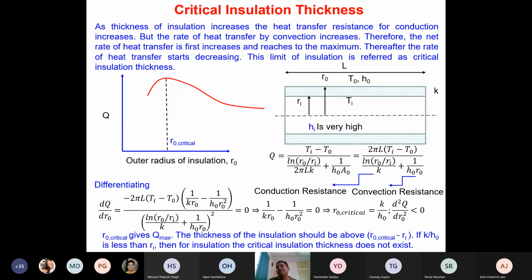But it is not necessary that you will get this maxima always. In some cases you will see that the critical insulation thickness does not exist. If you calculate K by H naught, and K by H naught is less than Ri, in that case the critical insulation thickness does not exist. Okay.